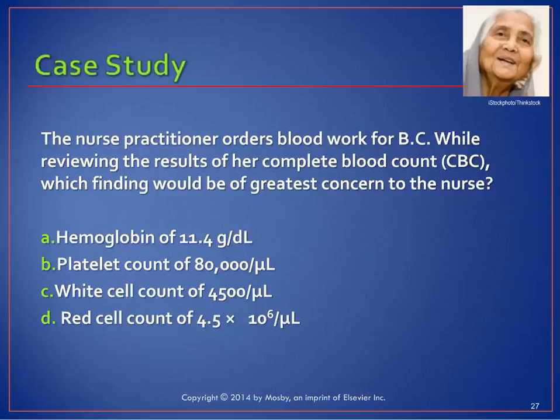So in the case study, the nurse practitioner orders blood work for BC while reviewing the results of her complete blood count. Which finding would be the greatest concern to the nurse? A hemoglobin of 11.4, a platelet count of 80,000, a white count of 4,500, or a red cell count of 4.5 times 10 to the 6th?